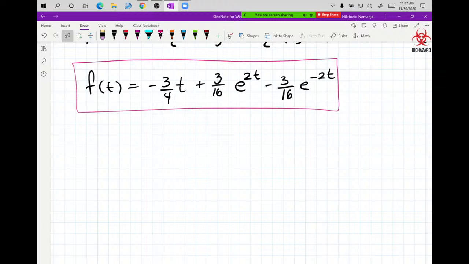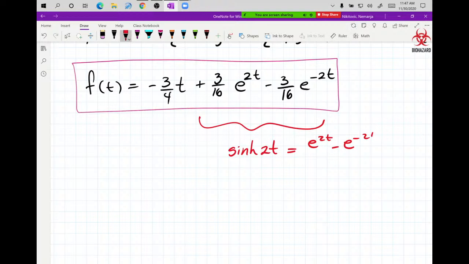Now, what can we do? Well, we can fix this, and we can really fix that one, because you have the structure of the hyperbolic function. If you studied your Calc 2, you know that sine hyperbolic 2t would be e to the 2t minus e to the minus 2t over 2.